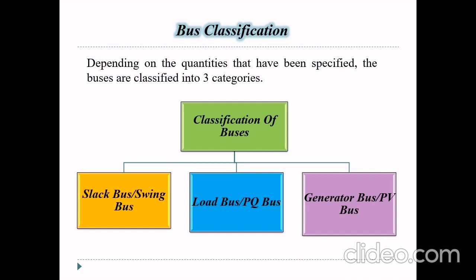Then second bus, load bus. It is nothing but PQ bus. Then third, generator bus or PV bus. So total buses are classified. Classification is based on the values that are specified. Okay. So depending on the 2 quantities out of 4 specified, these are classified. So slack bus, PQ bus, PV bus, or it is swing bus, load bus, and generator bus respectively.